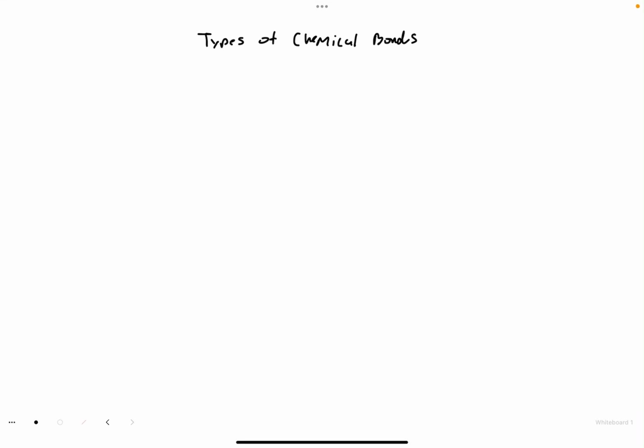Welcome to the types of chemical bonds lesson. There are three common types of chemical bonds that in chemistry we talk about: ionic, covalent, and metallic. Let's look at ionic bonds first.